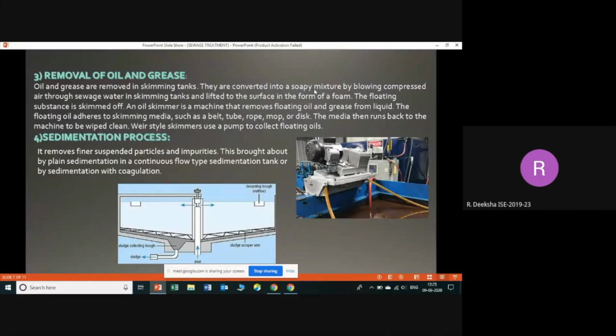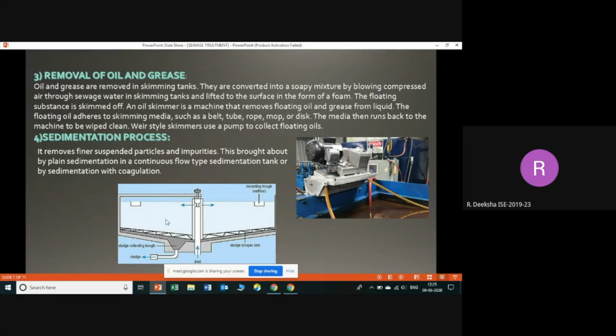So then they are converted into a soapy mixture by blowing compressed air through sewage water in skimming tanks and lifted to the surface. So the floating oil is removed through a skimming media such as belt, tube, rope. This is a picture of a skimming tank. You can see this media runs back to the machine to be wiped clean.